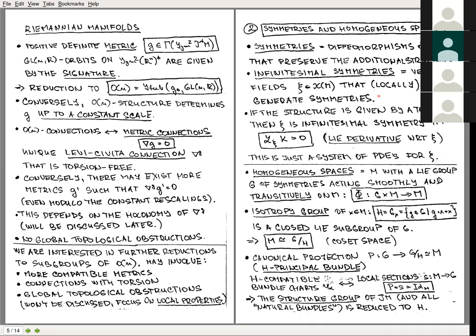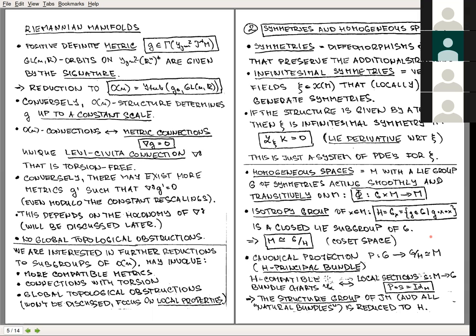And of course, this isomorphism carries also the structure. That's the point, because we restricted ourselves just to those symmetries which preserve the structure. Of course, I have the canonical projection from G to the coset space G mod H, which is equivalent to M, and this is the H principal bundle.